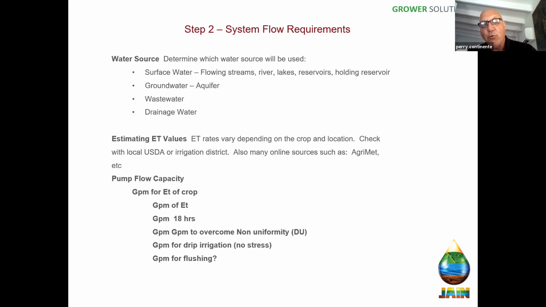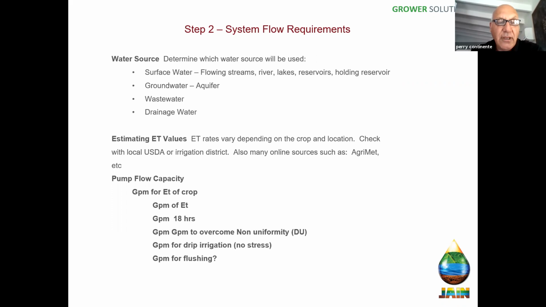We're going to add a little bit more because we're going to replace it not in 24 hours, but in 18 hours, and that's a rule of thumb. It allows us to have a little extra in case we need to. It also allows for the pump to break down, etc. And then we're going to add some gallons per minute to overcome non-uniformity. So we have a distribution uniformity of our system, and we're going to add a little bit more water to overcome that.